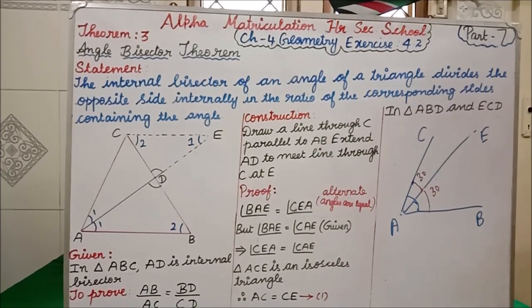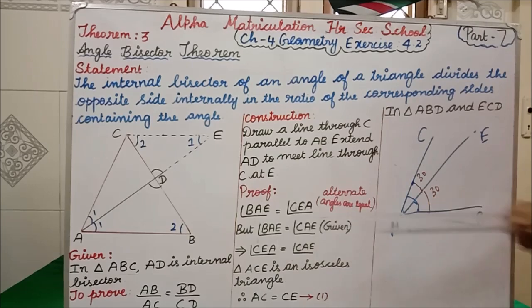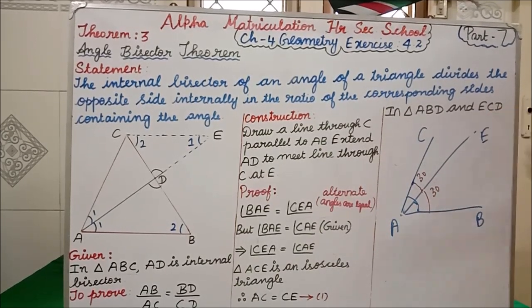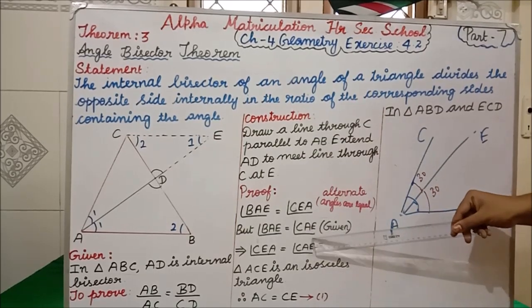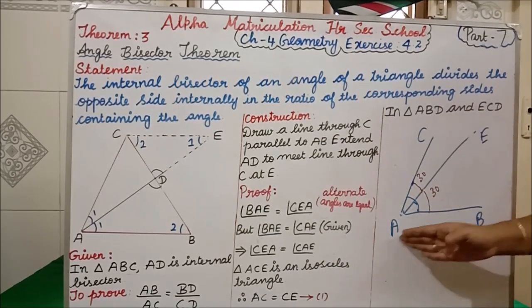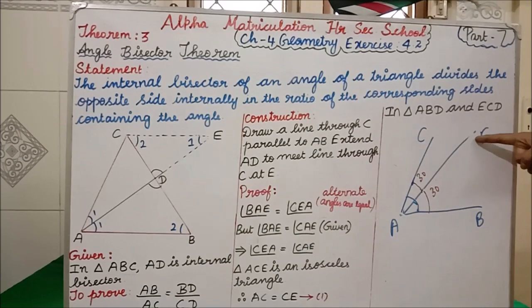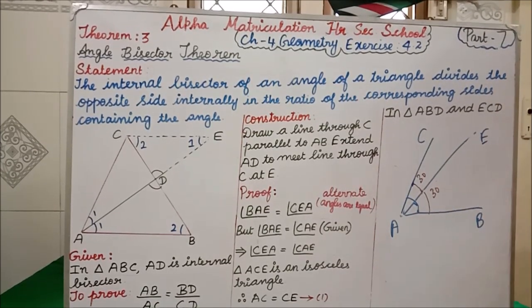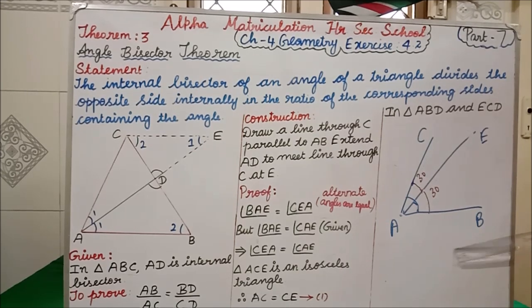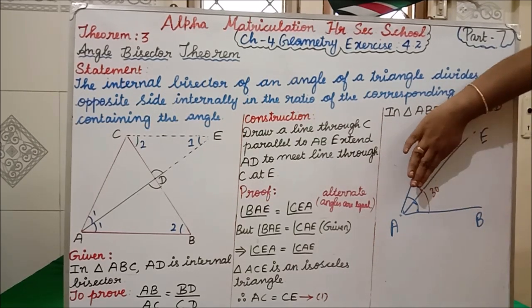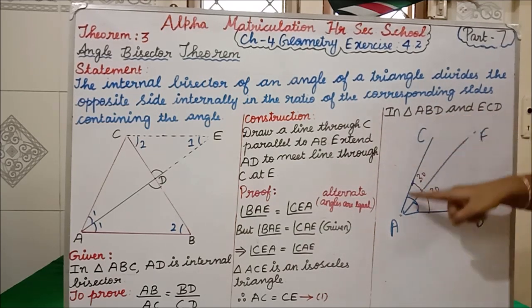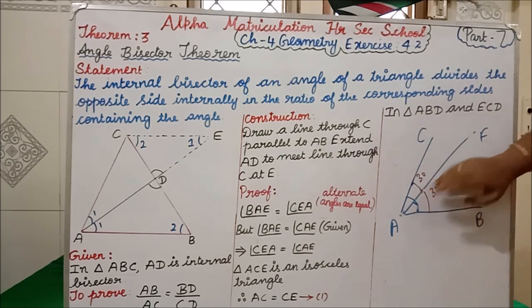So we can now write in part: BAE is equal to CAE. Clear? This angle A is divided into two parts. The first part is BAE, one part. Another part is CAE. Now forget about this.